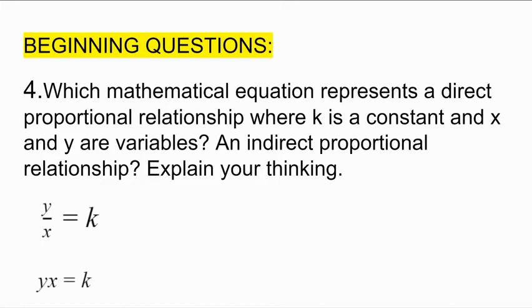All right, question 4. Which mathematical equation represents a direct proportional relationship where K is a constant and X and Y are variables? An indirect proportional relationship? Explain your thinking. So please look at the equation. Y divided by X equals K, the constant. Y times X equals K, the constant. Which one would represent a direct proportional relationship? Which one would represent an indirect proportional relationship?